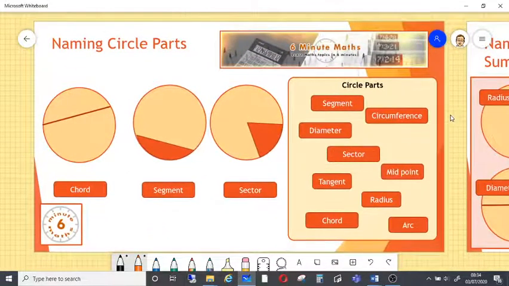So another three to show you. So a line that goes through and touches each edge of the circumference but doesn't go through the middle is called a chord. That's the name of a line that goes from one edge to the other on the inside, and it's called a chord.